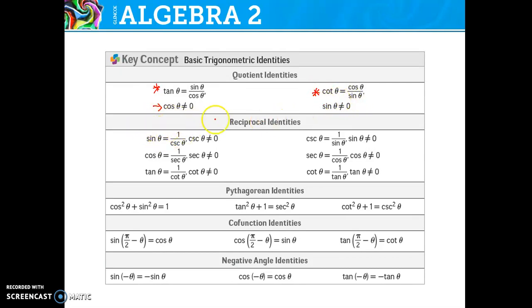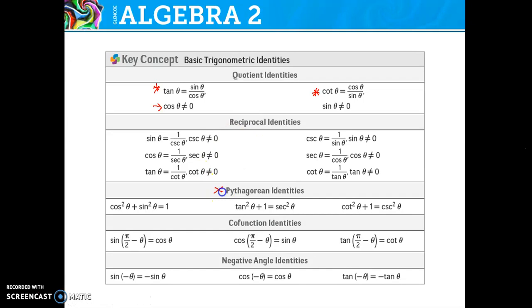Remember, these are also identities you should already know. Sine is 1 over cosecant. Cosine is 1 over secant. Tangent is 1 over cotangent. Cosecant is 1 over sine. Secant is 1 over cosine. And cotangent is 1 over tangent. Those are ones you should already know.